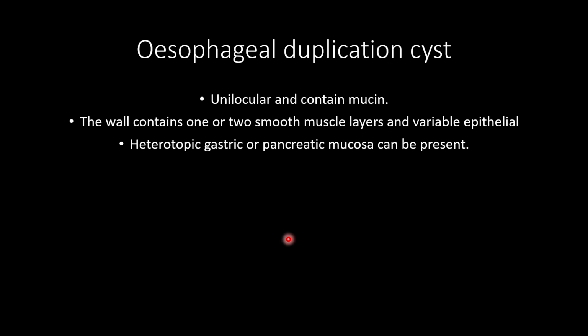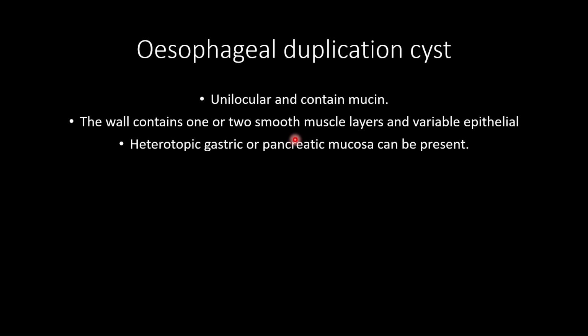Now, another condition which can cause dysphagia is the esophageal duplication cyst. In general, enteric duplication cyst is a broad term, and it includes a number of congenital cystic lesions that can arise anywhere along the GI tract. Depending upon the location, we divide it into foregut, midgut, and hindgut cysts.